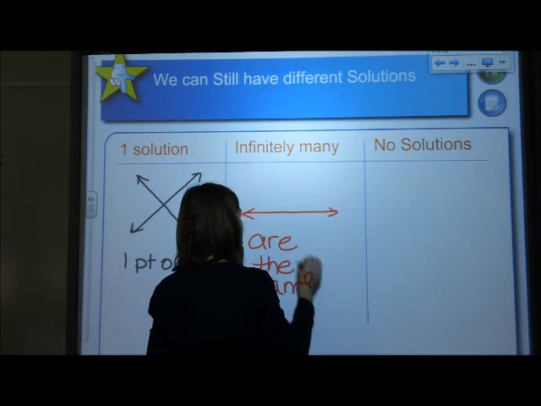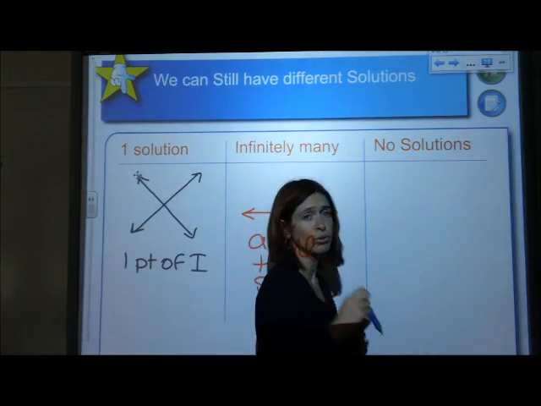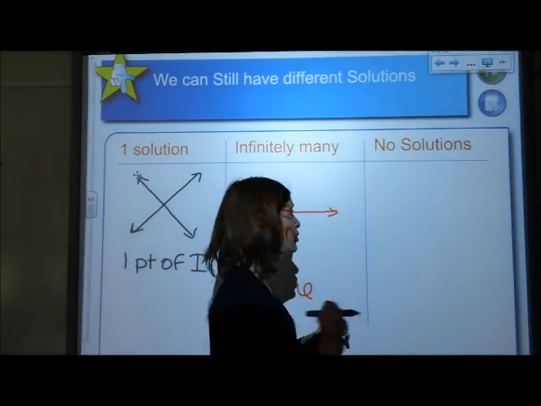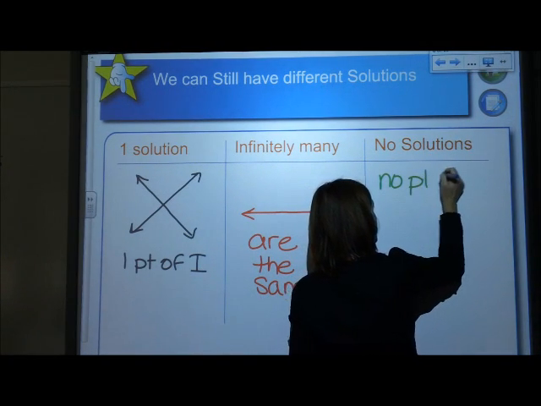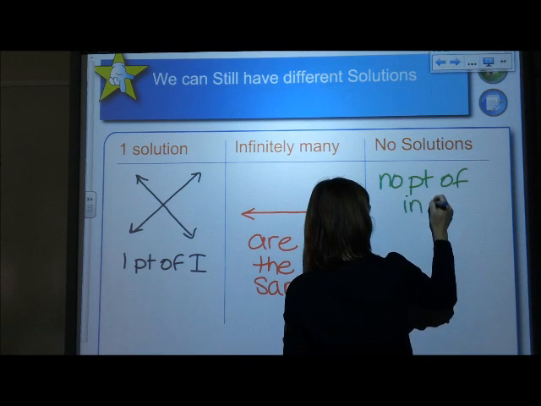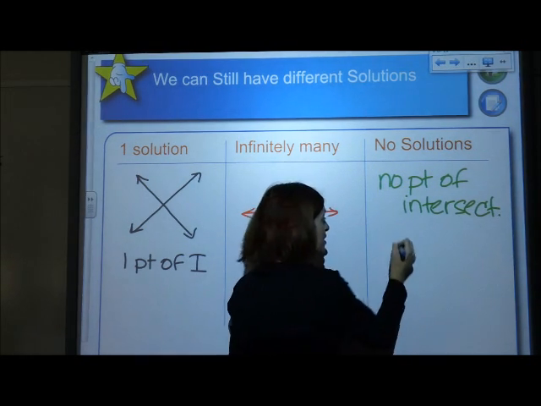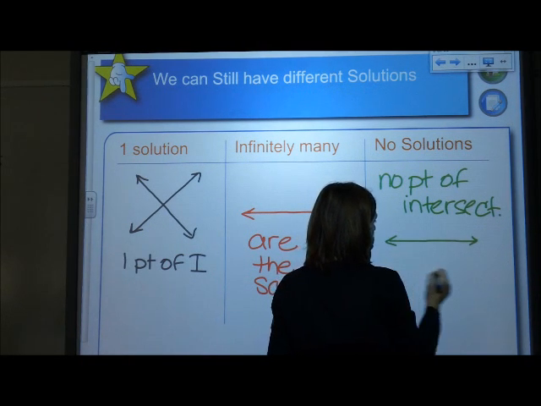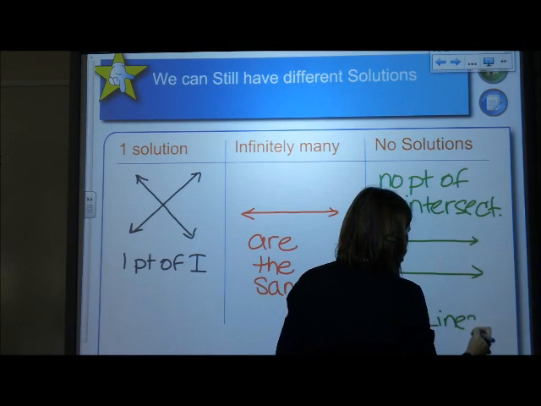And that means they intersect on every single point on the line. And then the last one is no solution. Okay, and you have to be careful with no solution. Remember, it just means there's no point of intersection. So if it's 2 lines that don't intersect, that means that the lines are going to be parallel. So it means that we have parallel lines.